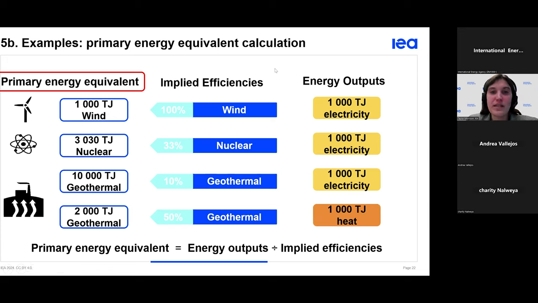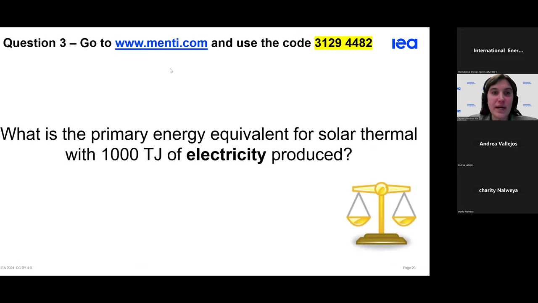You can also see the examples here for nuclear, geothermal electricity, and geothermal heat. So to summarize, the primary energy equivalent is the energy output divided by the implied efficiency. So we'll do a quick example now, also using Menti. What is the primary energy equivalent for solar thermal with 1,000 terajoules of electricity produced?